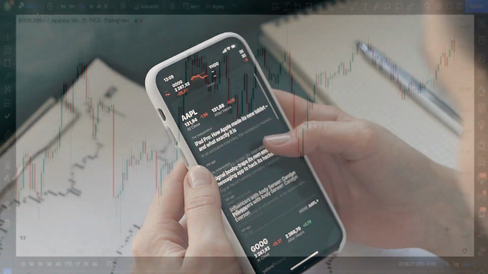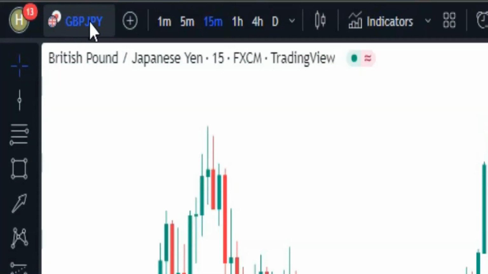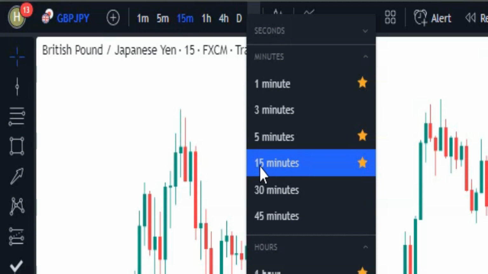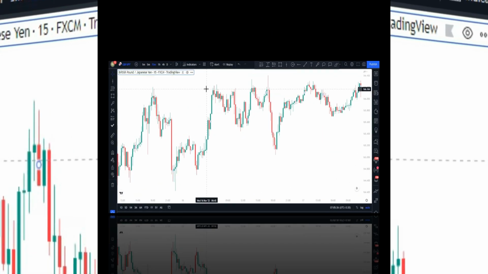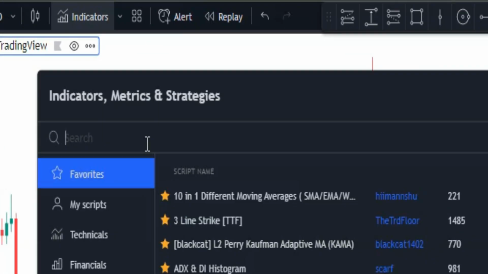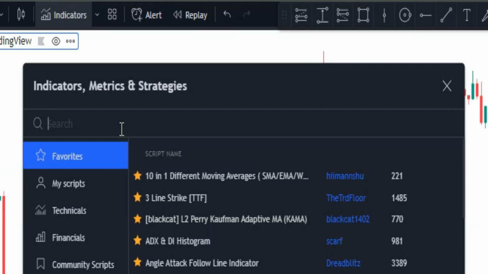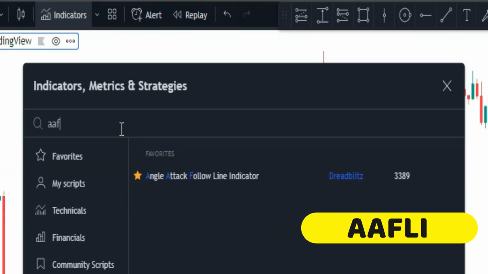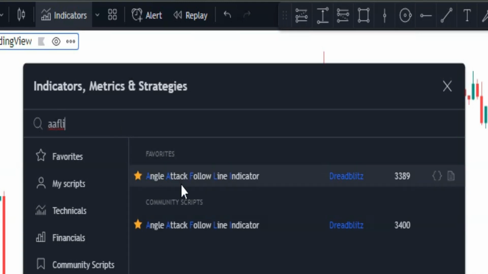Open a trading platform, then choose the pound yen pair, and then set the time frame to 15 minutes. The next step will be to click on the Indicators tab and search for the first indicator, which is AAFLI, and add the Angle Attack Follow Line indicator to the chart.